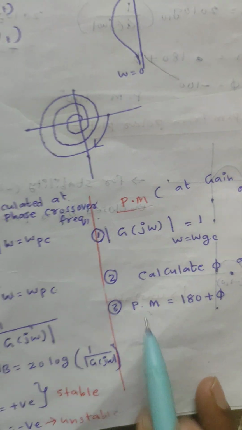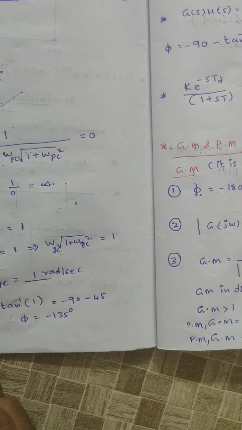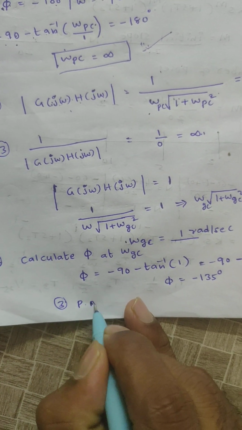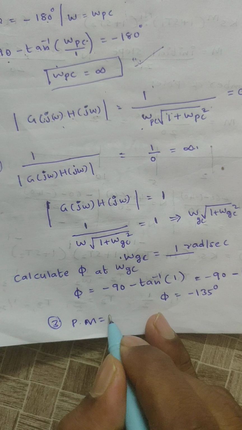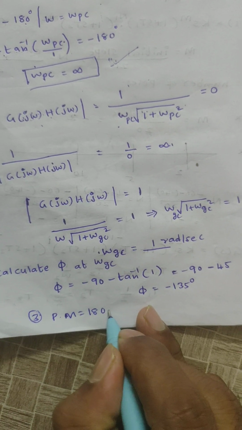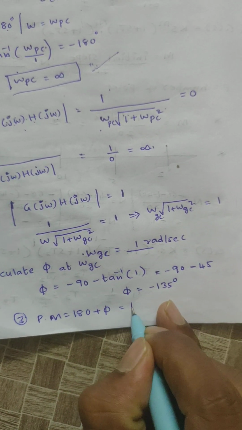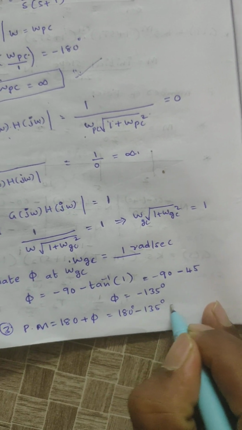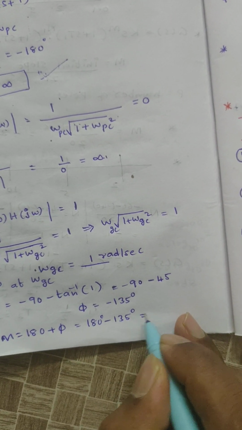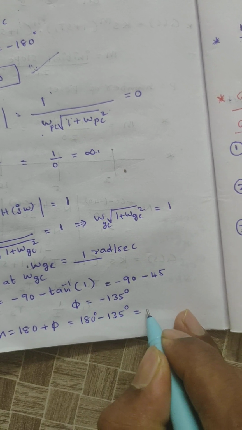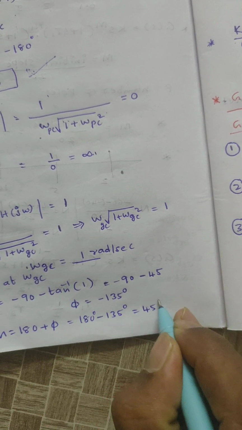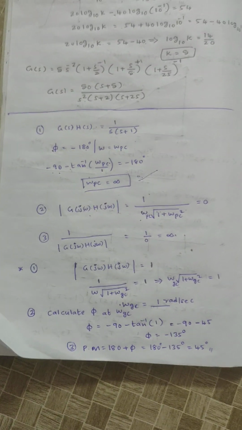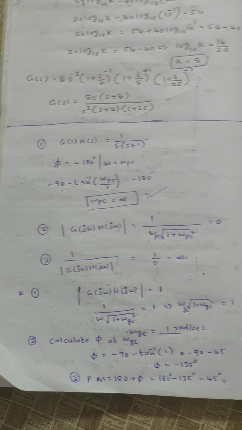After that, step 3: phase margin is equal to 180 plus phi, that is 180 degrees minus 135. Then the resultant value is 45 degrees, which is the phase margin. In this way we can calculate gain margin and phase margin.